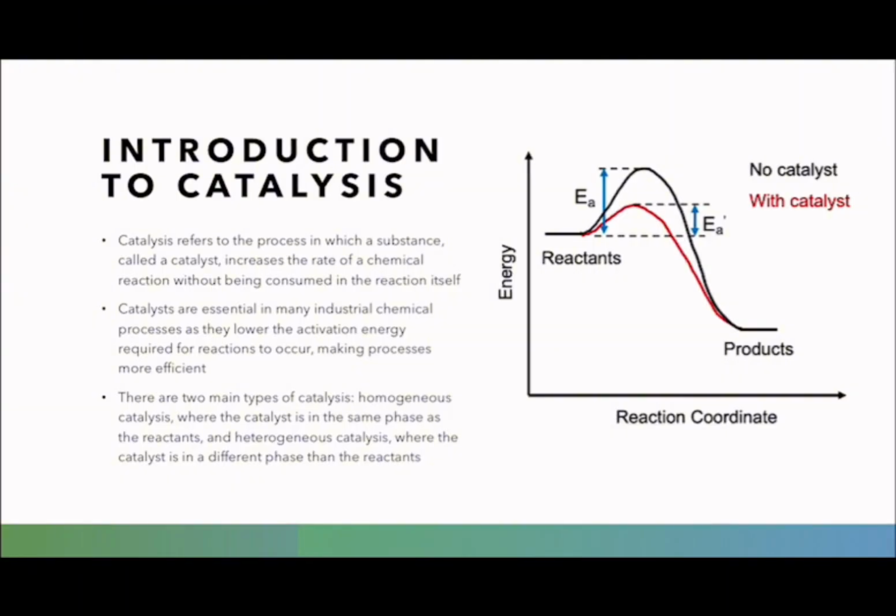On the right hand side, we can see that the reactant with a catalyst has a much lower activation energy compared to the reactant without a catalyst. This is why catalysts are essential to many industrial chemical processes, as they lower the activation energy required for a reaction to occur, making the process much more efficient.